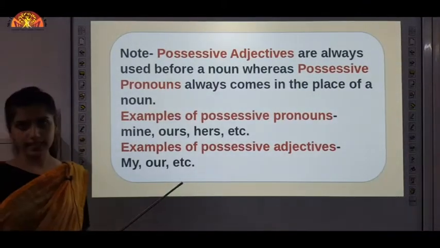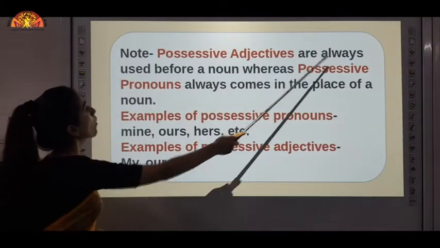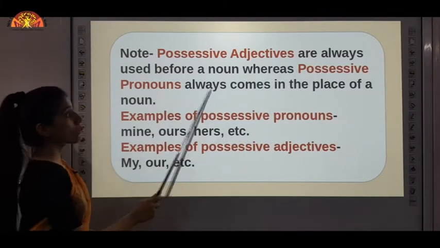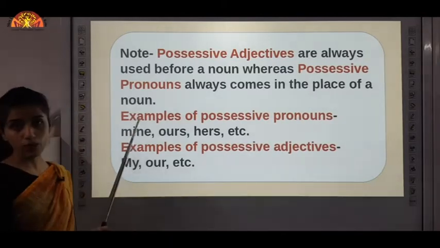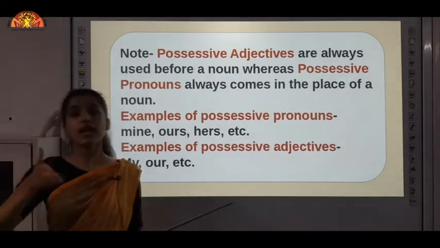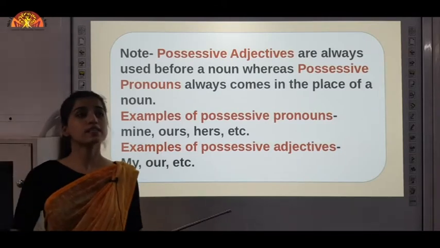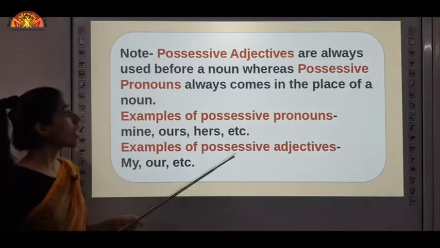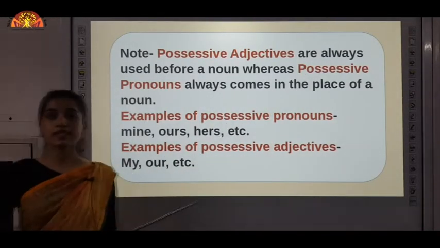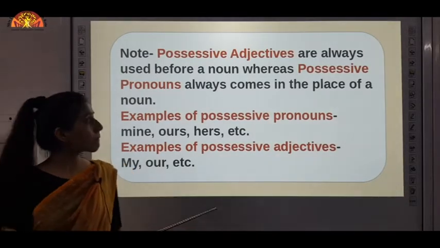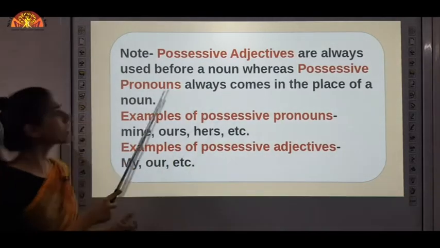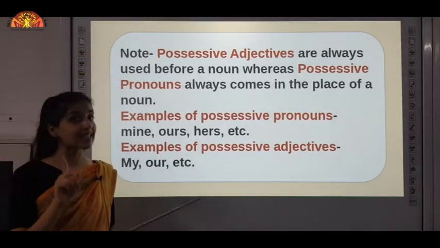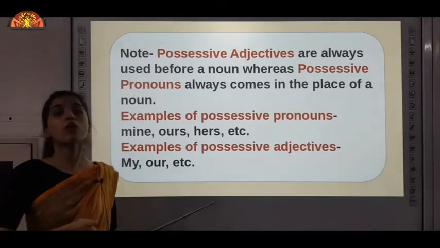So now keep in mind one thing, that possessive adjectives are always used before a noun, whereas possessive pronouns always come in the place of a noun. So remember this point, that possessive adjectives are always placed before a noun only. I told you when I was telling you about possessive adjectives. Whereas possessive pronouns always come in the place of a noun. They replace what? They replace nouns. That is why they are possessive pronouns. That is why we call them pronouns, right? But with an adjective, we are not replacing the noun. The adjective is coming before the noun only.